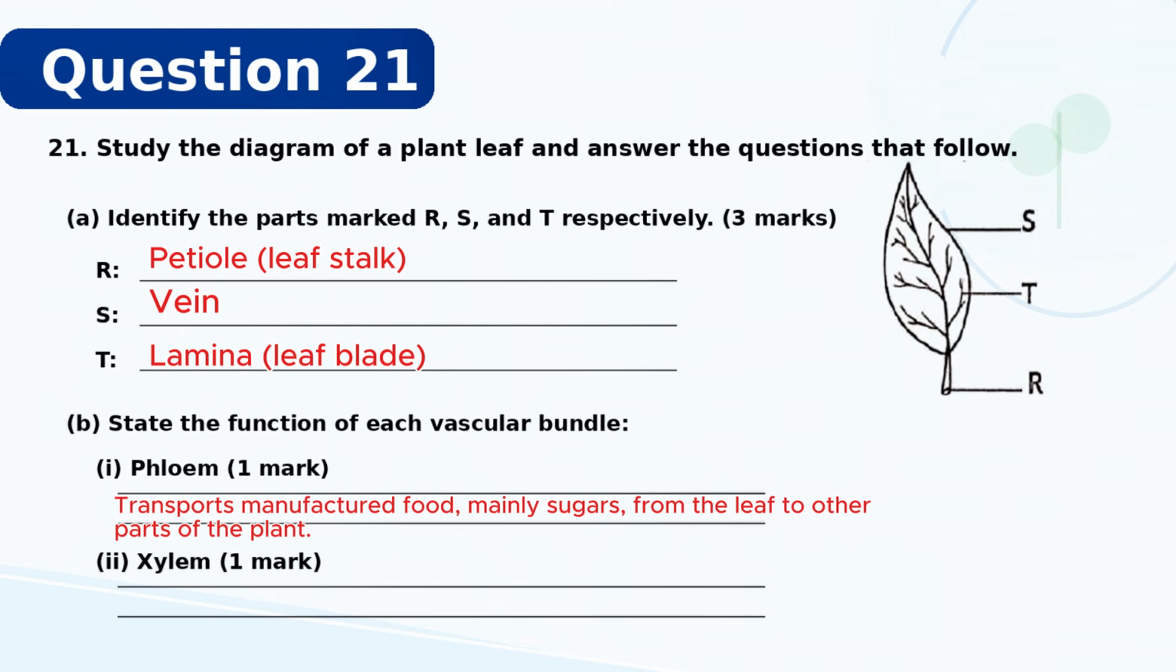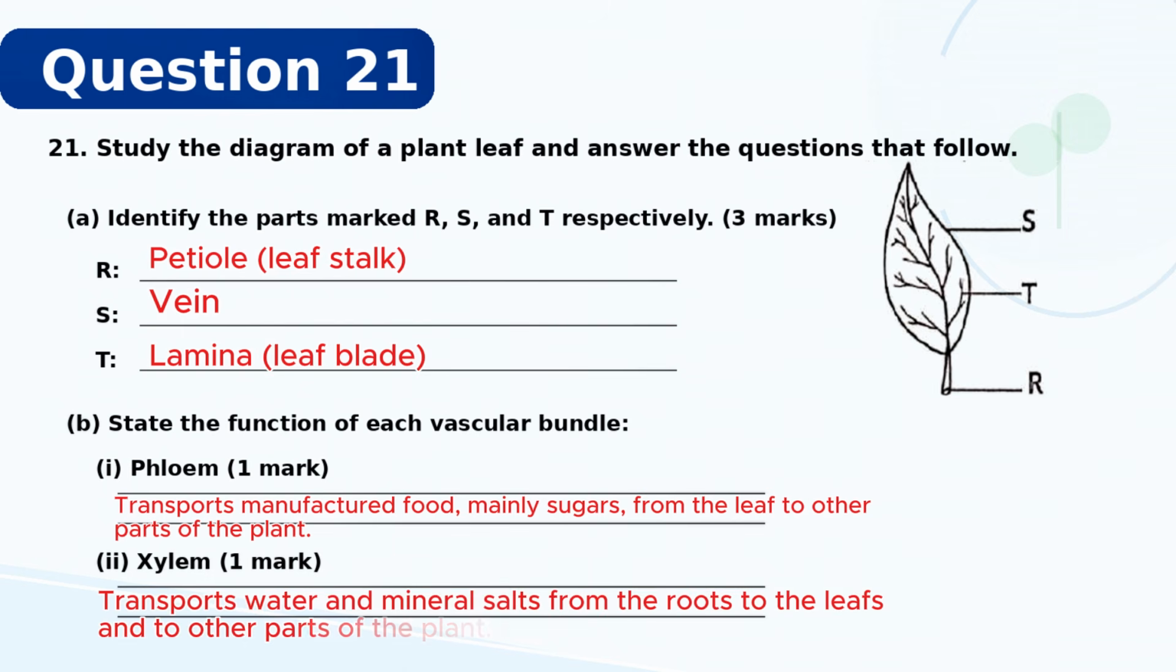And then we have number 2, xylem. Now, what is the function of a xylem? Xylem is used to transport water and mineral salts from the roots to the leaves and to other parts of the plant. So the xylem and phloem have different functions, because a phloem is transporting food from the leaves to other parts of the plant, but a xylem is transporting water and mineral salts from where? From the roots to all the other parts of the plant, including the leaves.